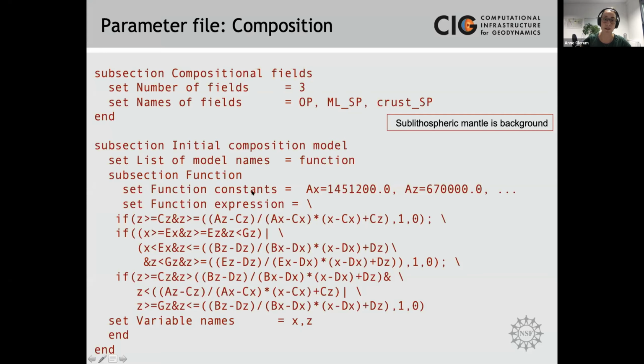Then for the function constants, I use these AX, AZ coordinates, so the dots in the setup figure. And then this is the expression for the field. So if you want to make this model more complex, this is maybe the point where you start thinking about writing a plugin instead of using this function expression from the input file. But as you see, it can be done.